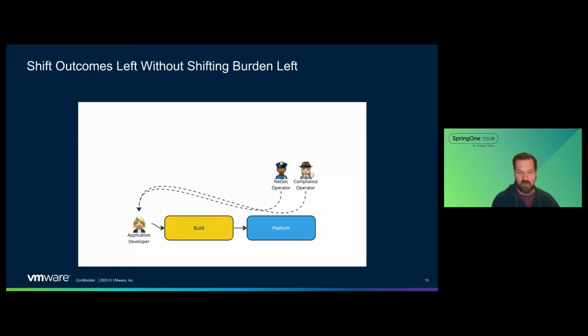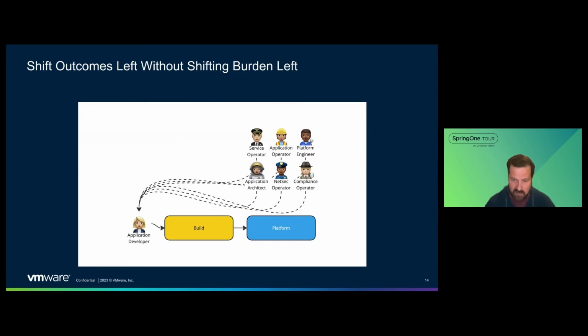So they need to know up front so that they can adjust their build pipeline and make sure that they are generating that SBOM and they are signing that, and they're going to be able to pass those gates at the platform level. So the best way to do this is to actually, and this can become overwhelming for the developer when you consider this is not just about security and compliance.